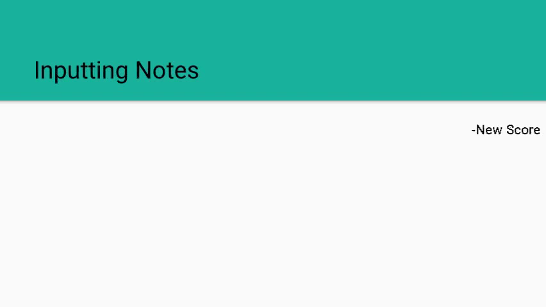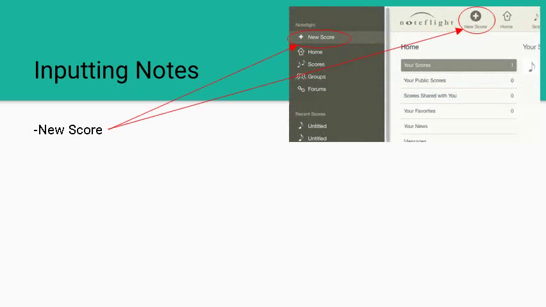When you're inputting notes, there's a couple different ways that you can do this. First off, though, you're going to want to create a new score. And you do that a couple different ways. Usually up in the top left, there's just a button that says New Score. You can create through that way.